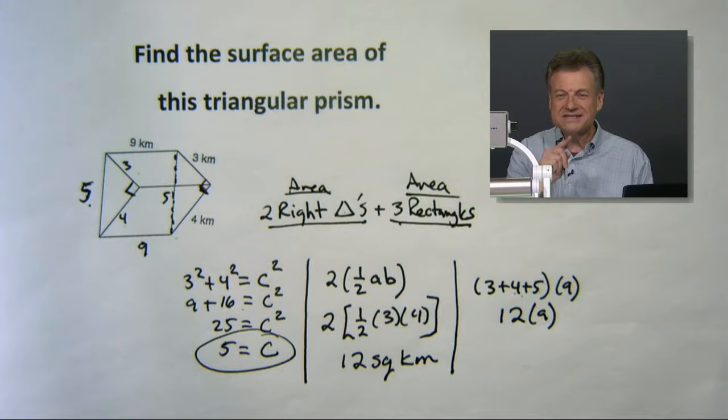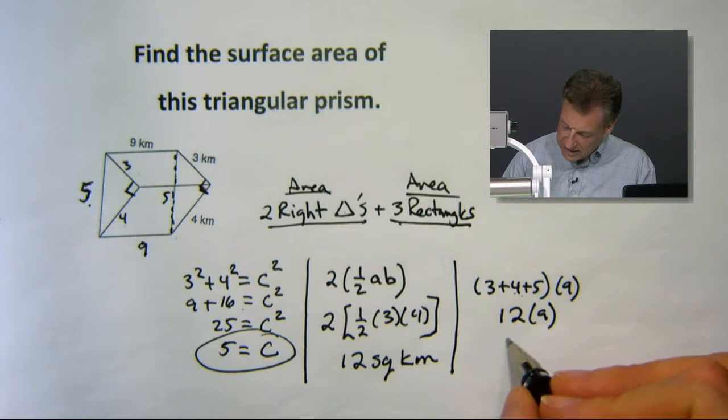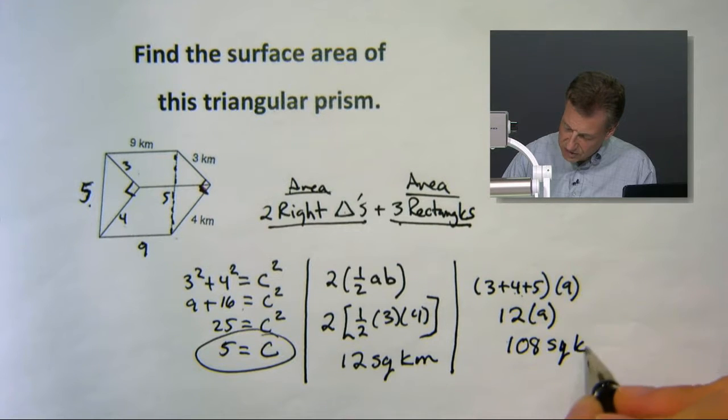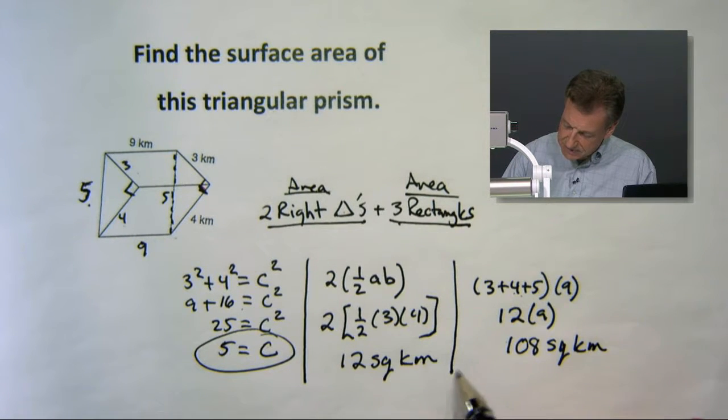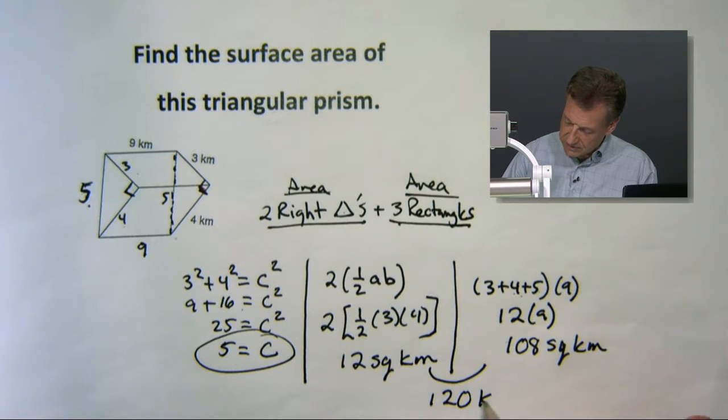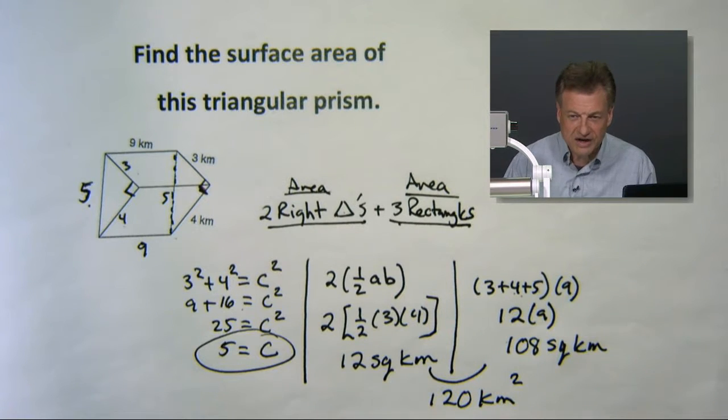So, but let's see what happens when we multiply. I believe we're going to get 108. And that is the square kilometers. Big stuff there. So let's put a plus between these, and that should give us how much? Looks like 120 kilometers. Another way we can write them, squared there, okay? There's your total area, surface area.